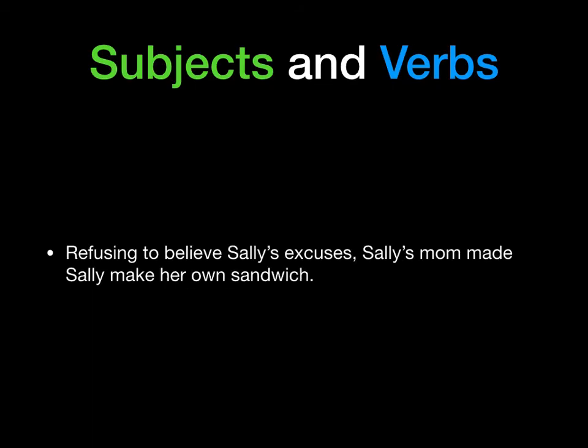This one is a little tricky too. Refusing to believe Sally's excuses, Sally's mom made Sally make her own sandwich. Refusing looks like it could be a verb, but it's not exactly the only verb. You see, anytime you have anything that introduces your sentence, anything in that introductory part doesn't count as your subject and your verb. You have to find somebody who's doing something in the main part of your sentence, and that's right, it's Sally's mom. She made Sally get her sweet patootie off the couch and make her own sandwich. So Sally's mom made would be your subject and your verb.